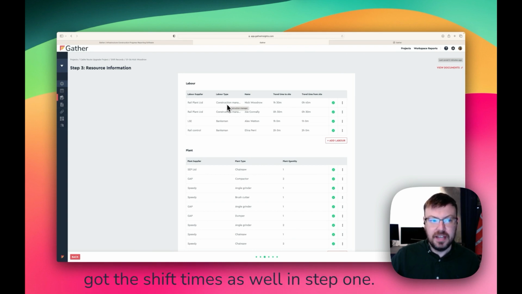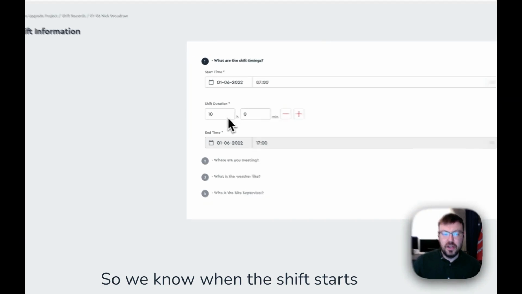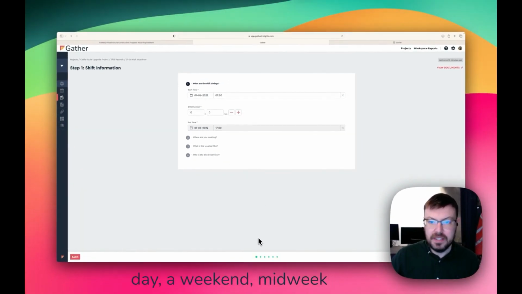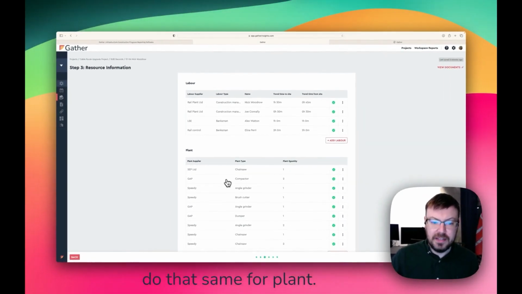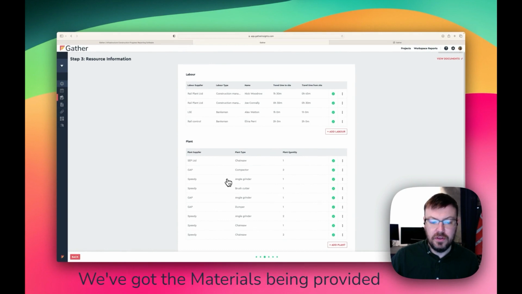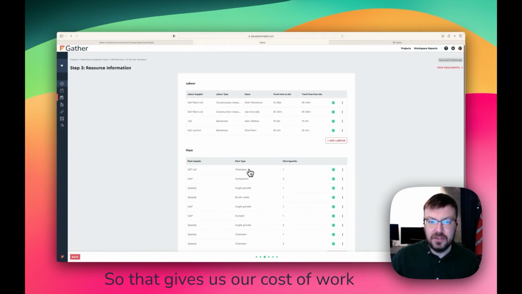We've got the shift times as well in step 1, so we know when the shift starts and the duration of the shift. So we know whether it's a midweek day, a weekend, a midweek night, even a bank holiday or special rate. We can do the same for plant. We've got the suppliers again, we've got the materials being provided, and we've got all that information here. So that gives us our cost of work done for every single shift record.